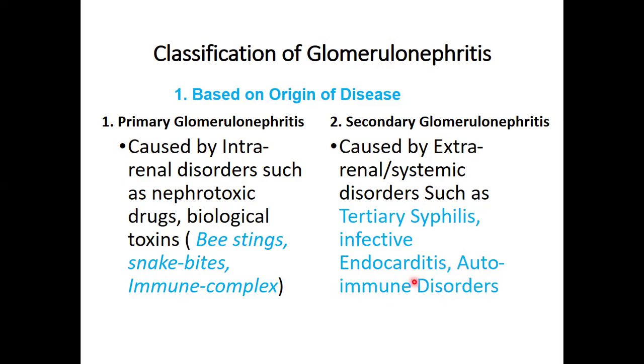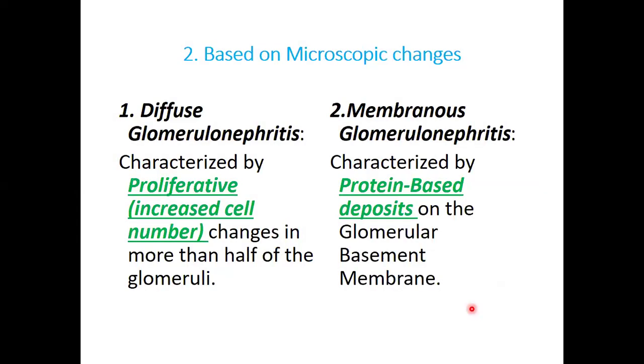The immune system is unable to identify self from non-self and causes autodamage to organs such as the kidney, lungs, and other parts of the body. Even the heart sometimes is attacked. Then there's also classification of glomerulonephritis based on microscopic changes. For this one, you need a sample, a biopsy, to see what kind of changes have occurred in the kidney of this patient who's having glomerulonephritis.